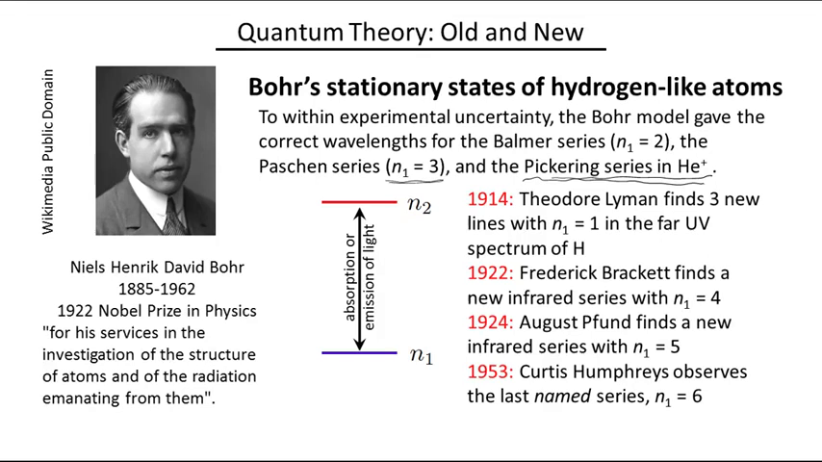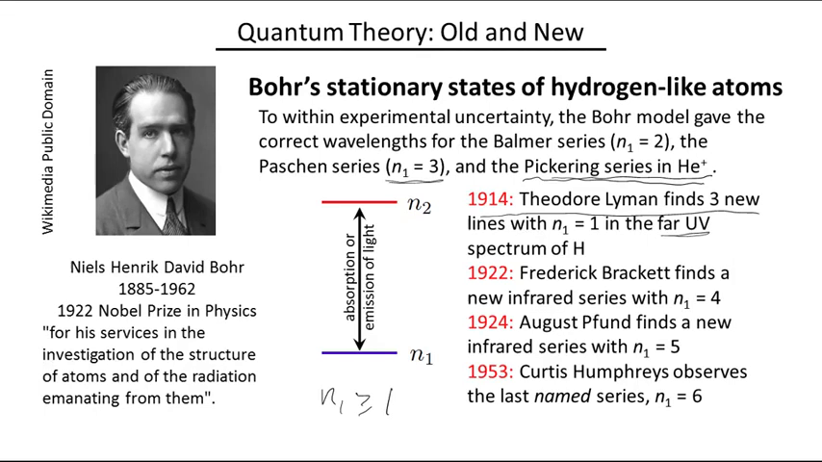Then immediately following Bohr's work, early the next year, Lyman, a famous spectroscopist at Harvard University, looked in the far ultraviolet region of the spectrum. It's a very difficult technological region. It hadn't really been explored previously. And he found lines with N1 equal to 1. That's the lowest value of N1. So N1 must be greater than or equal to 1 in Bohr's theory. So he found another series.